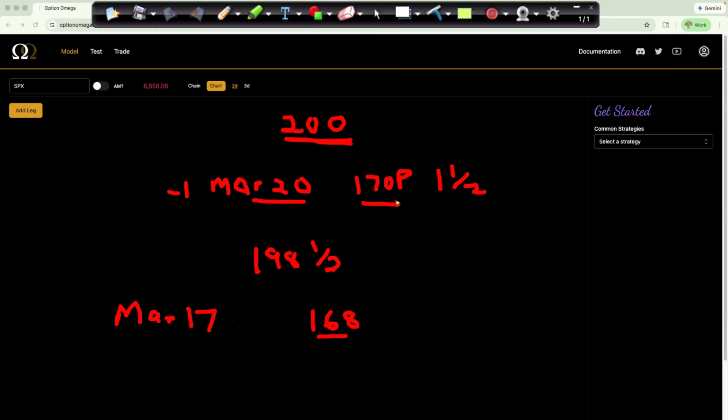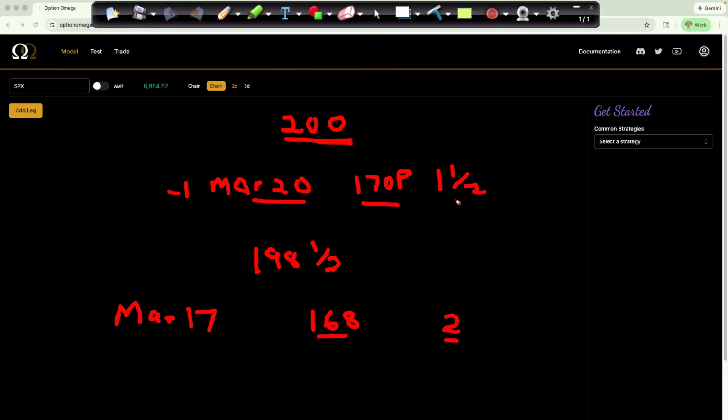The 170 put, the intrinsic value would be, where am I at here? 168. Two, yes, the intrinsic value, you're correct. The intrinsic value would be $2. The 170 put, we're trading at 168, so there would be $2 of intrinsic value. I collected 150, so it's worth at least two.